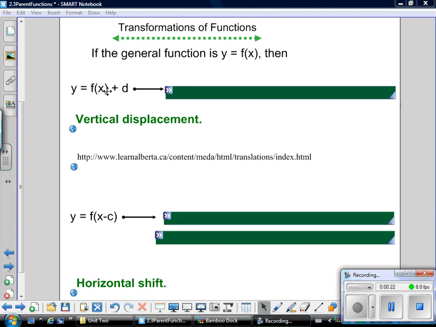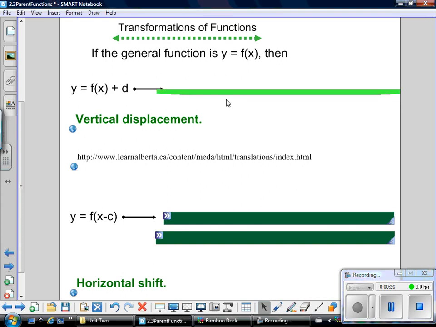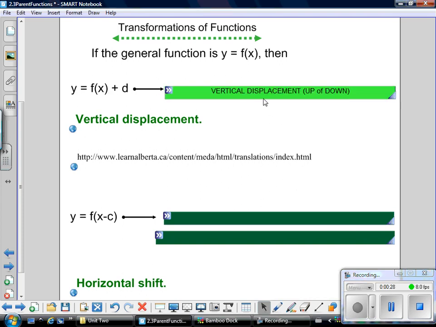I would have the normal equation, my parent function, and I would add or subtract something. So that's a vertical displacement. It means I'm going to be moving the whole function either up or down.